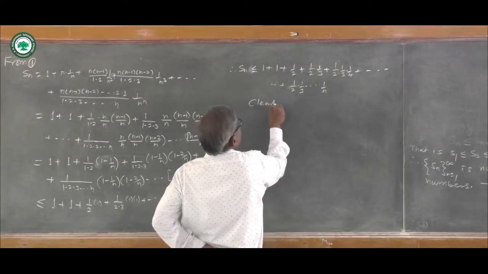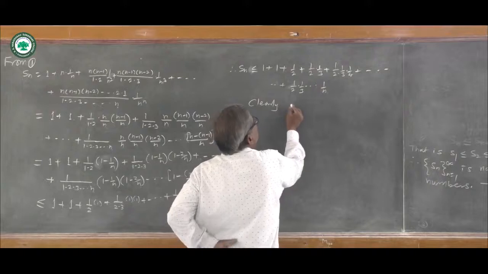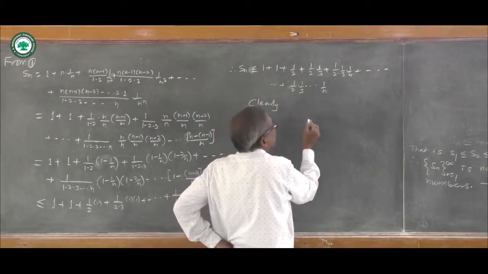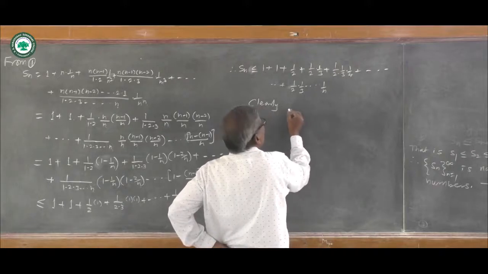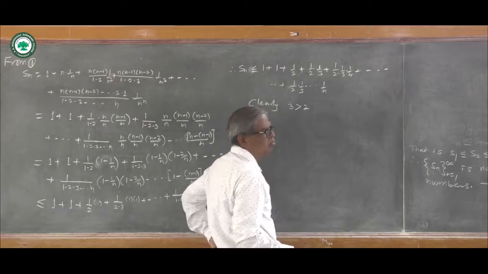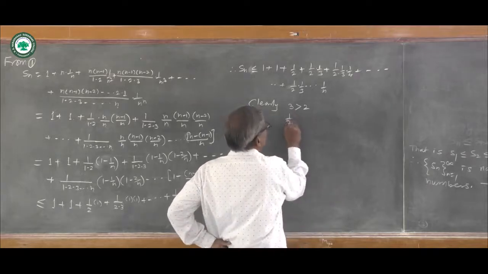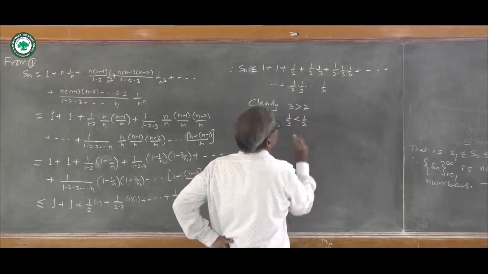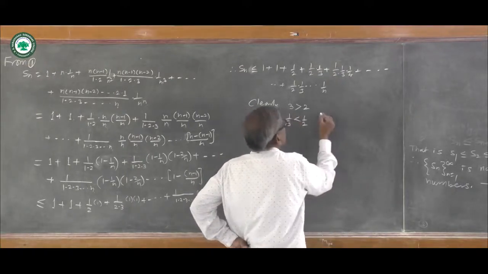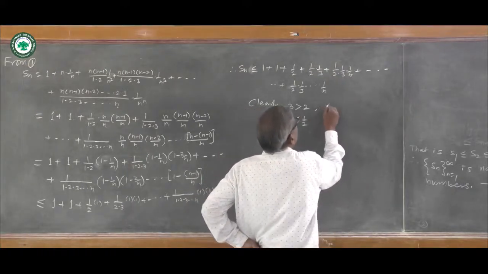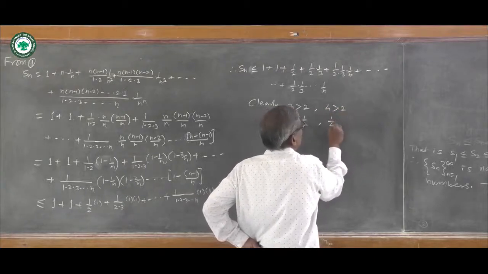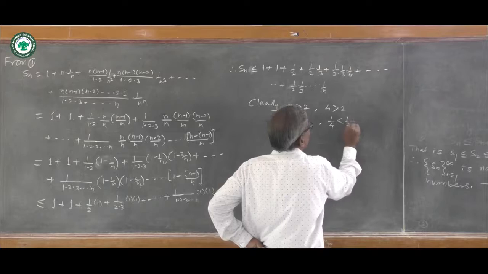Clearly, trivially, 2 is less than 3, or 3 is greater than 2. Therefore, 1 upon 3 is less than 1 by 2. Again, 4 is greater than 2. Therefore, we write 1 by 4 is less than 1 by 2.